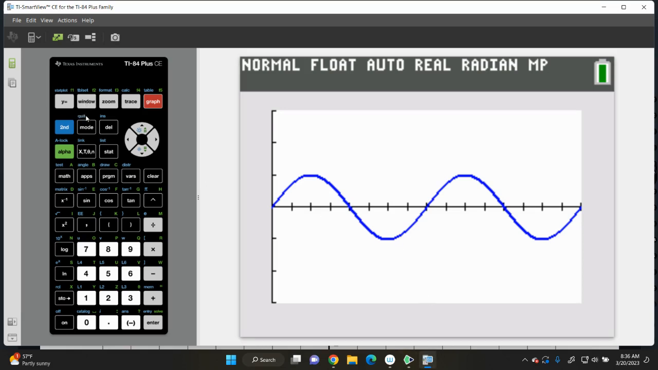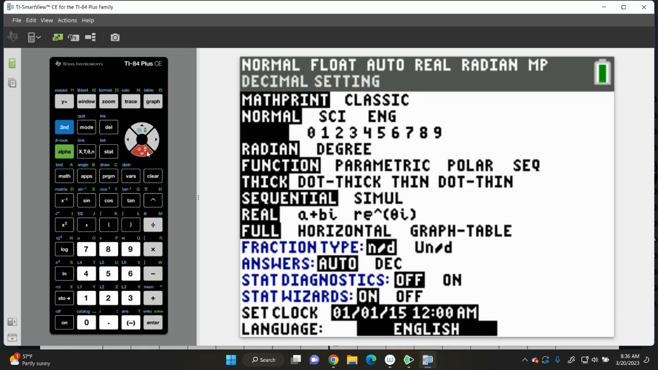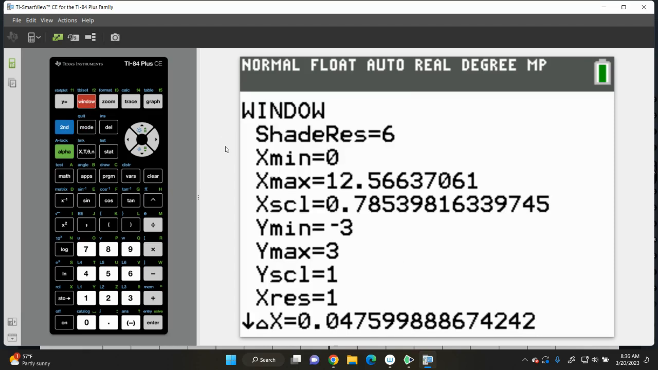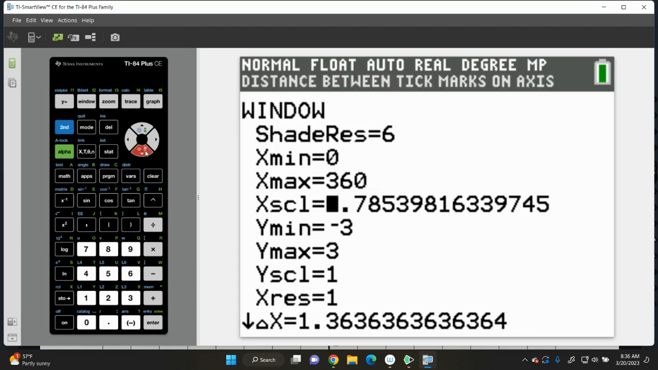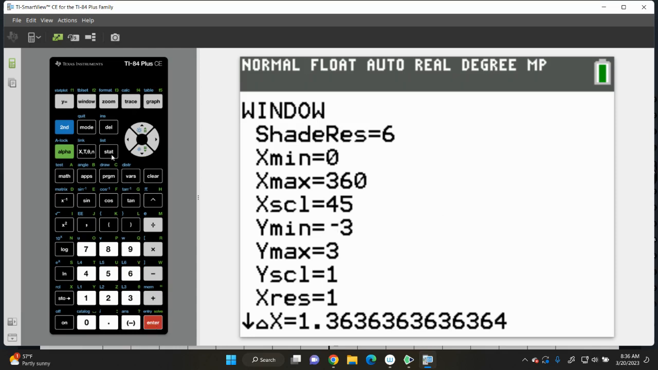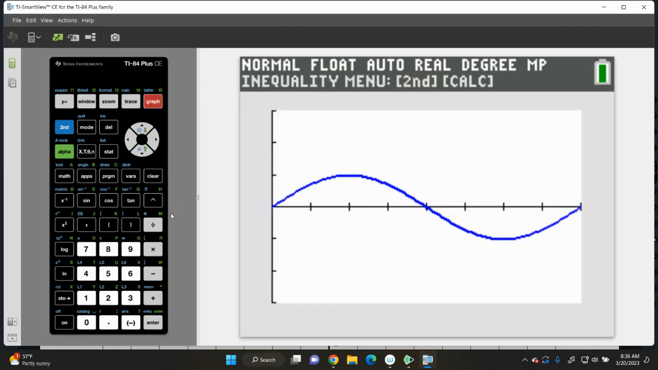So what we would do, first change your mode to degree, right? So if I wanted to graph in degrees, I have to adjust my window. So instead of going from 0 to 2 pi, what would I go to if it's in degrees? 360 degrees. And each mark on the graph is representing 45 degrees. Okay, now I'm going to get the same graph in degrees.